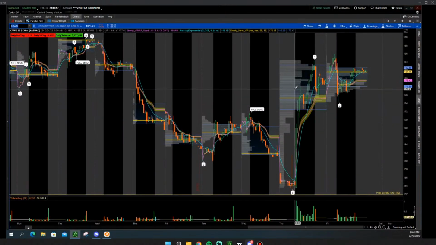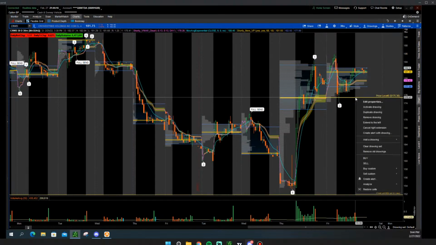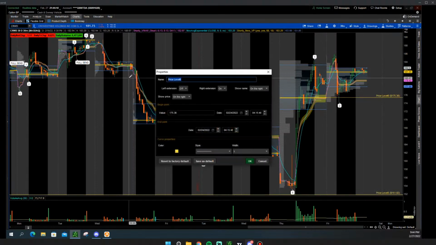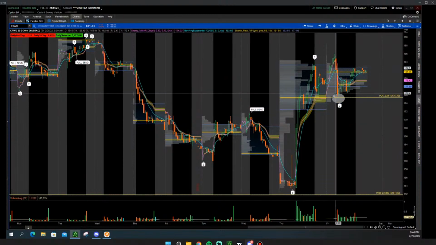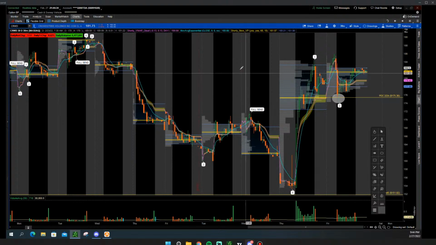So Crowd has a similar setup, but actually better than the rest for upside. What they did here is this became a POC instead of a virgin POC. So they checked off this box right here. So if tomorrow it comes back to 175, I'll be a buyer. It's got that virgin POC at 189.27.